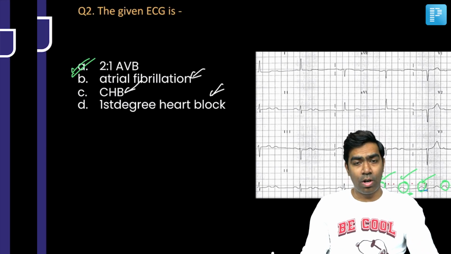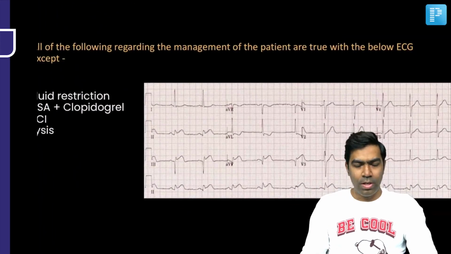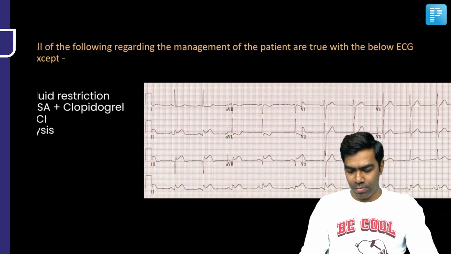In first degree AV block, you're going to have only prolonged PR interval, not a blocked P wave at all. So that rules out the first degree AV block as well. So the right answer for this question will be 2:1 AV block. Simple and straightforward. So question number 3. All of the following regarding the management of patient are true with the below ECG except.